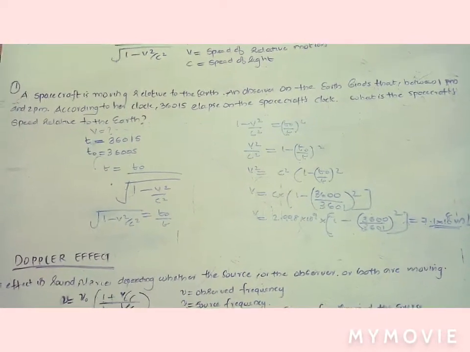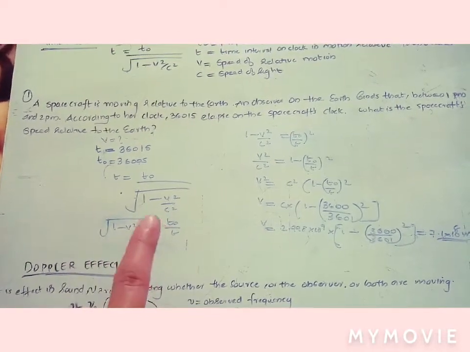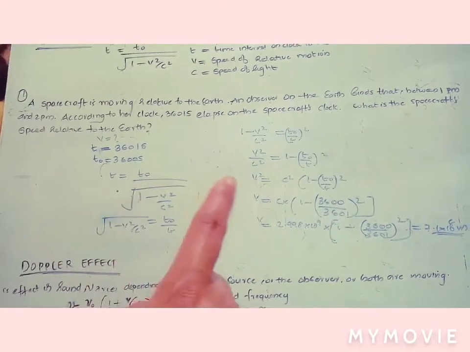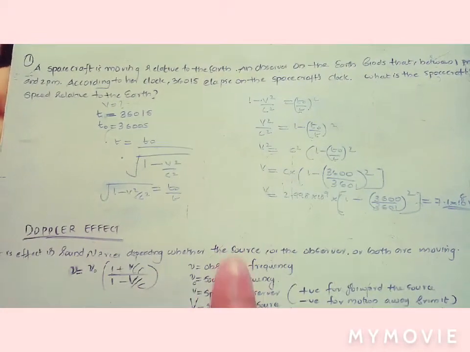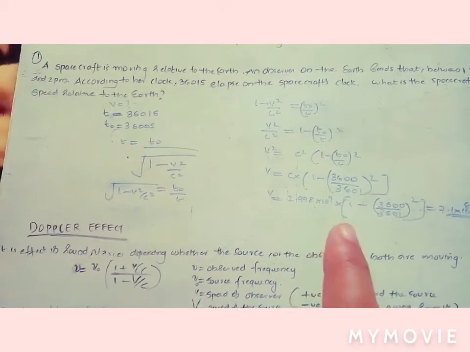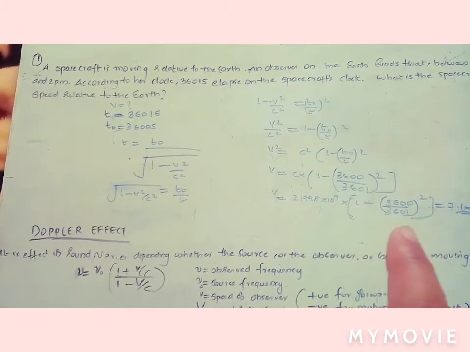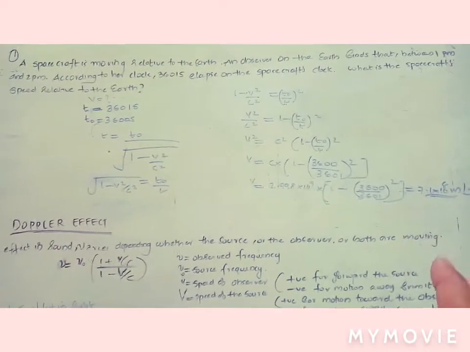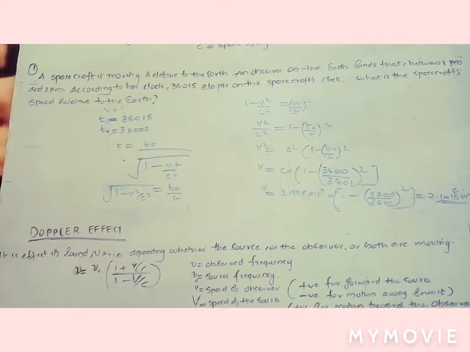From that we can easily find v, because we can take the denominator term to the left side and get v. We can substitute c, the light velocity, which is 2.998 into 10 raised to 8, and 1 minus (3600 divided by 3601) all squared. From that we get the answer as 7.1 into 10 raised to 6 meters per second. That is the relative speed of the spacecraft.